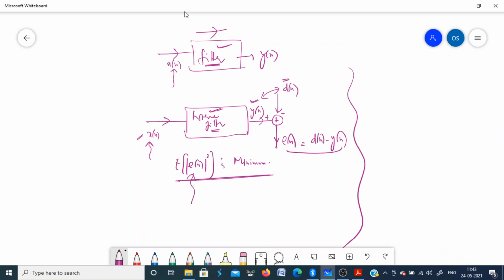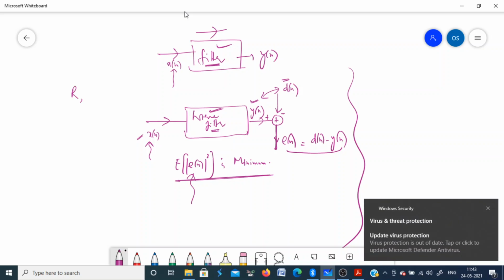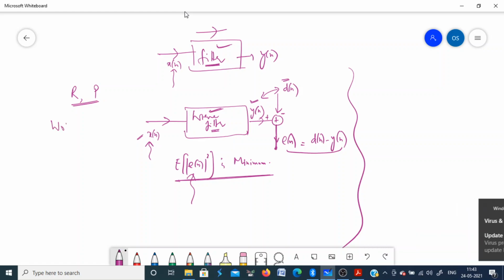When we use this Wiener filter to find the solution, or the filter coefficients, we have to make use of two matrices. One is R and one is P, which are the autocorrelation and the cross correlation matrix, and the solution is given by W optimum equals R inverse P. R is the autocorrelation matrix of the input signal, and P is the cross correlation matrix between input and the desired response. If you compute these two matrices, you can solve these equations to get the solution.